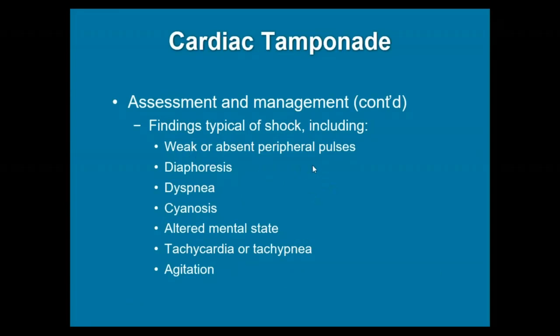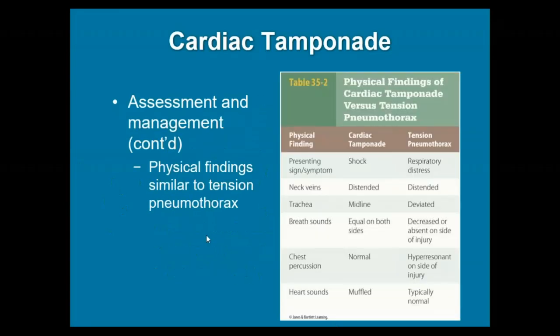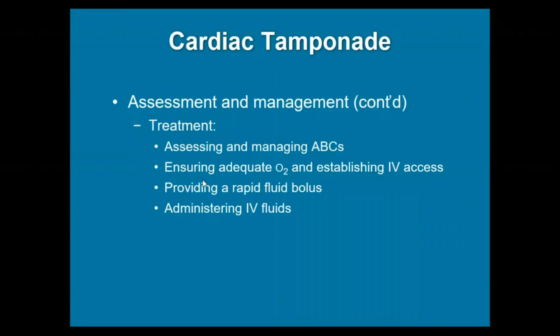Okay, findings typical of shock. Weak or absent radial or peripheral pulses, radial pulses, brachial pulses, all your normal peripheral pulses. Patient's diaphoretic, dyspneic, cyanotic, altered mental status, tachycardia, tachypnea, agitation. Looks like shock to me. You have this PowerPoint, you can go back and look at how to distinguish pericardial tamponade from tension pneumothorax.